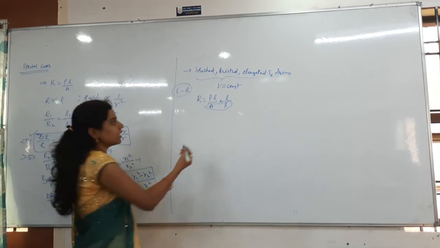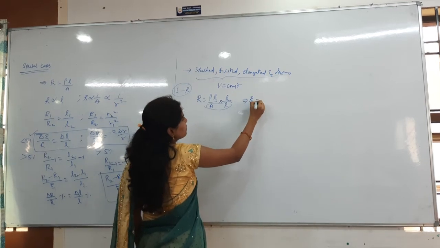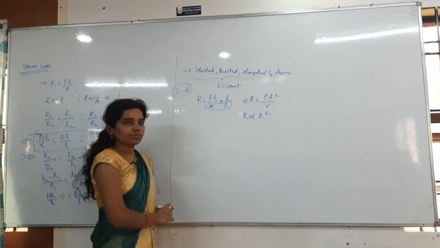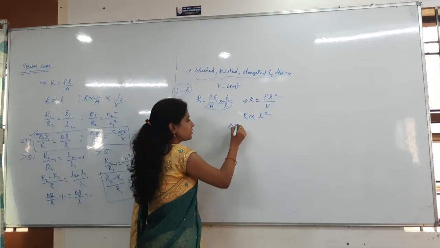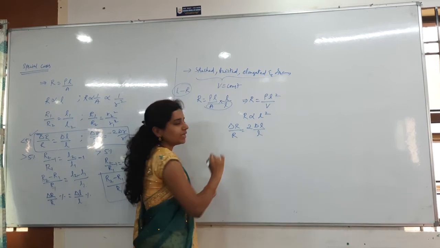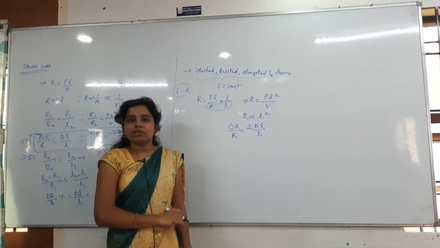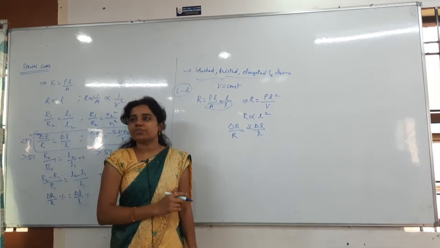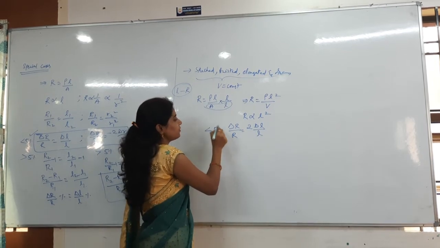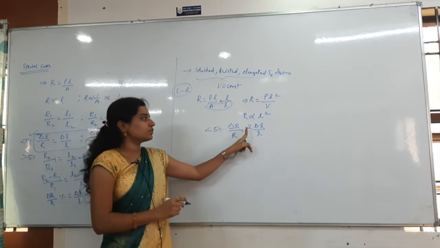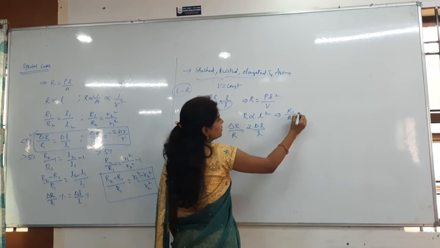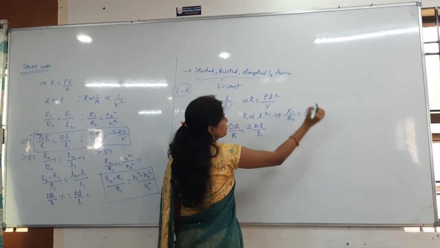Clear? Now, R is equal to what can I write? Rho L square by volume. Then R is directly proportional to L square. Now what can I write here? Delta R by R is equal to how much will you get? Delta R by R is equal to 2 into delta L by L. For which case is this? At what value of percentage change? Less than 5. That's important. If the percentage change is less than 5, then you have to use delta R by R is equal to 2 into delta L by L. I can even write it as R1 by R2 is equal to L1 square by L2 square.